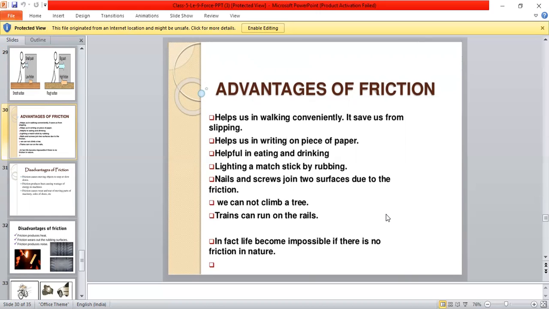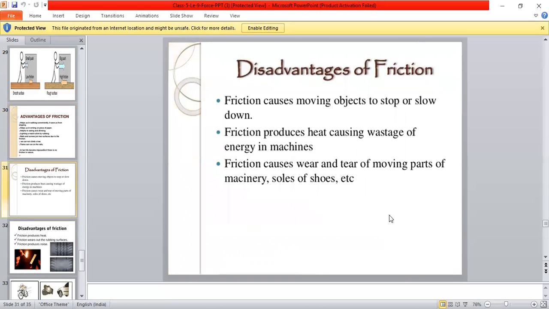So we'll see what are the disadvantages of friction. Now friction causes the objects to move slowly, or it can even stop the motion of the object. Friction also produces heat, causing wastage of energy in machines. Friction causes wear and tear of moving parts in machinery, the soles of shoes, etc.